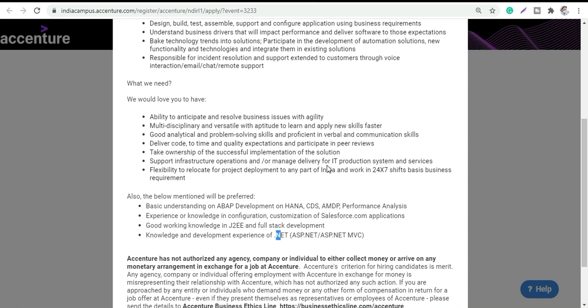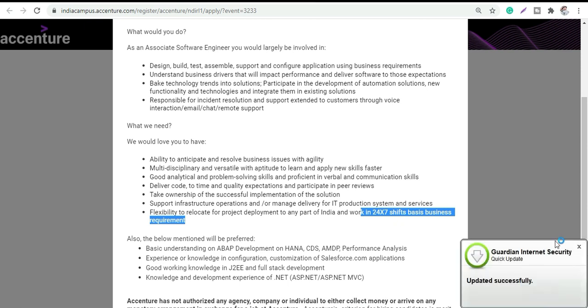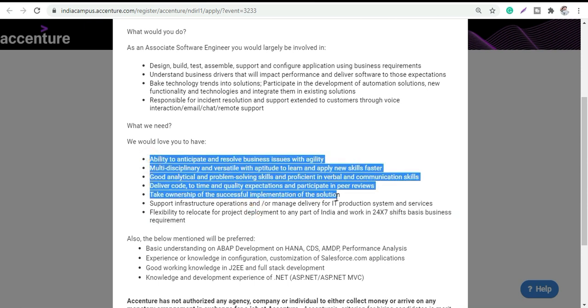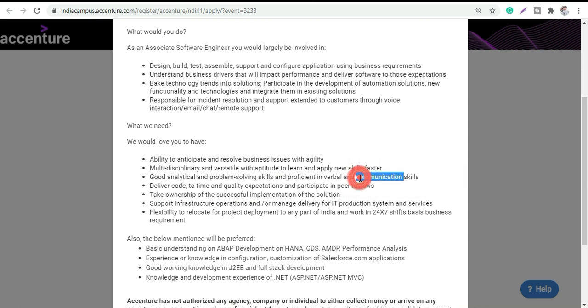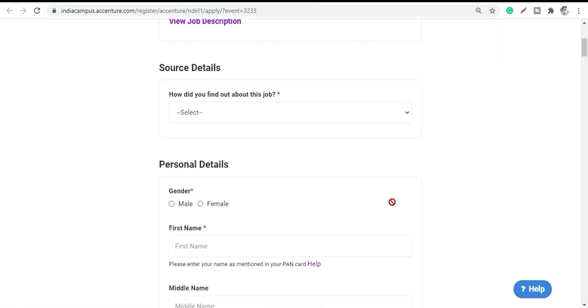You can just go through in detail what the job role is, basically what you'll be doing. Then also one point is that it is a 24/7 shift. As per business requirement, 24/7 shifts are there, and others you can go through in detail, and good communication and proficiency in verbal and written is required. So this was the job role. So this is the complete form.